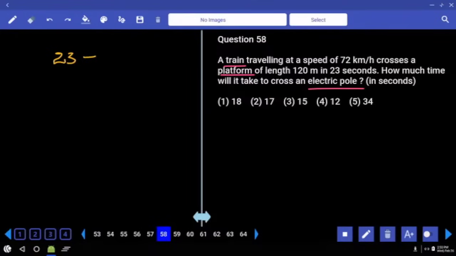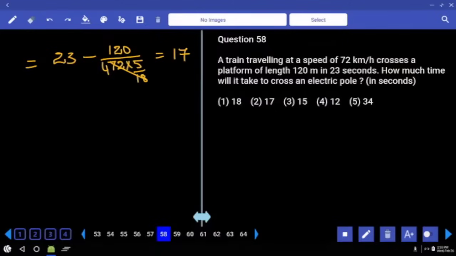What is platform length? 120 meters. What is speed of the train? 72 kilometer per hour converted to meter per second, 5 by 18. 18 how many times? 4 times. 4 into 5, 20. 120 by 20, 6. 6 subtracted from 23, 17. Following?